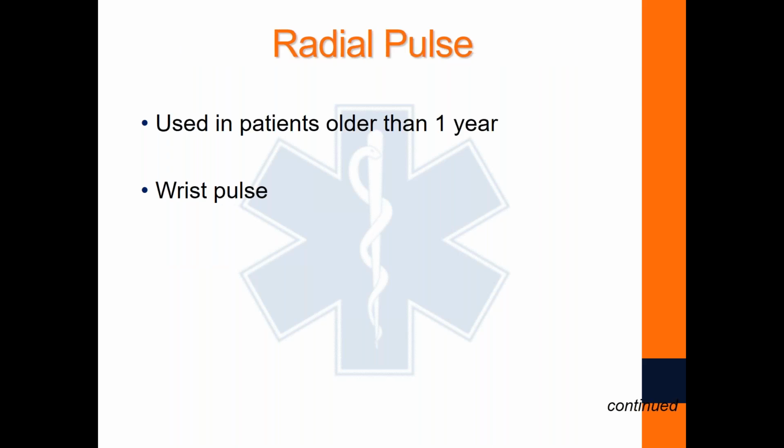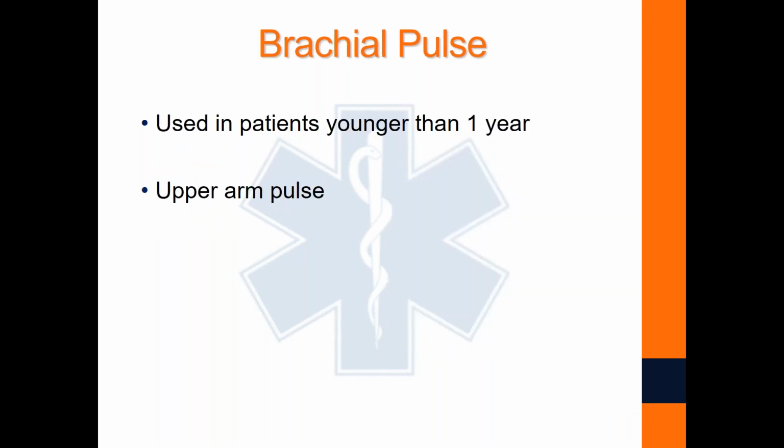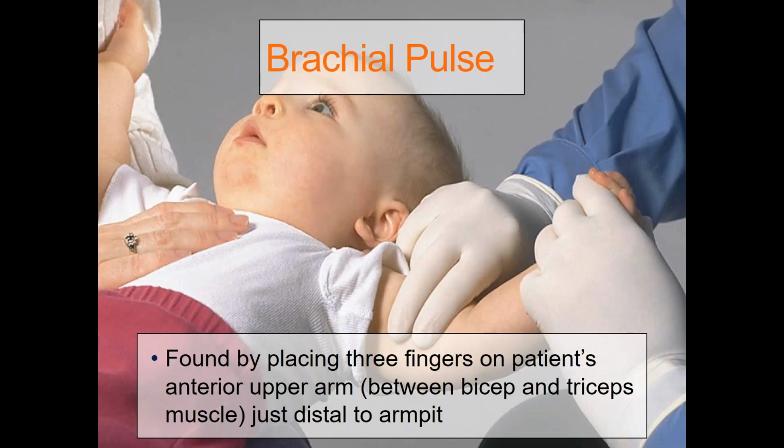Anybody older than the age of 1, we're going to use a radial pulse, so we'll go ahead and check that pulse at the wrist. Under the age of 1, we're going to use the brachial pulse. Here's our brachial pulse. People under the age of 1 year old, we're going to place our fingers in the anterior upper portion of the arm between the biceps and triceps, just distal. So just a little bit further away than the patient's armpit or axilla. And that's where we're going to find our brachial pulse.